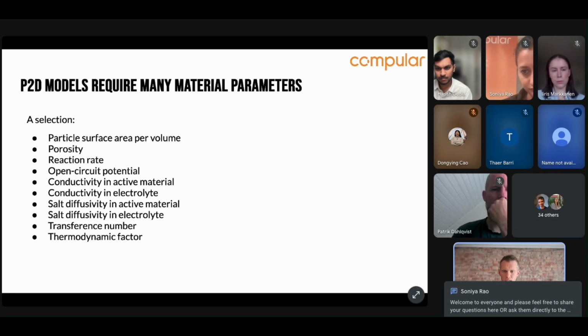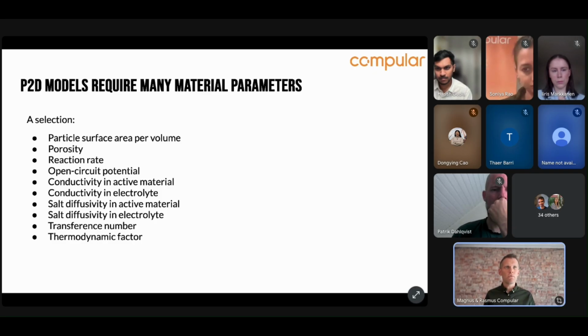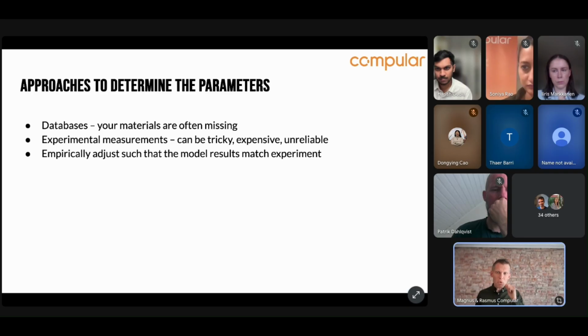And all of these are important parameters that you sort of need to know in order to run the model. So how do you know it? Well, on a good day, you will be able to have a database where you can find the material parameters. So the problem, though, is that very often there will be no database like that.